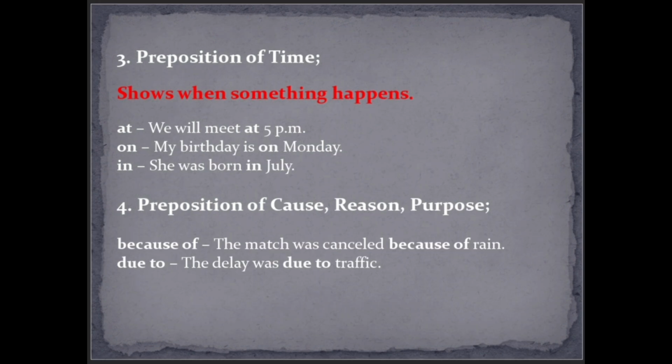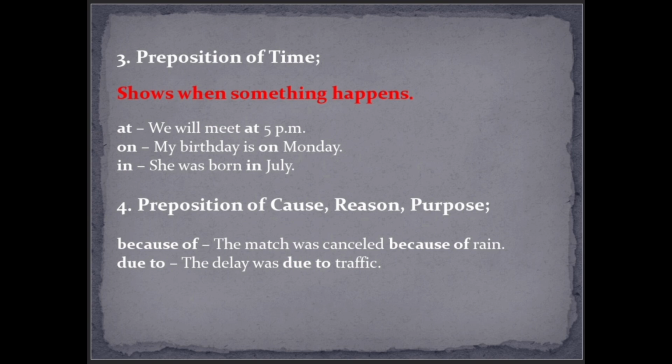The third type is prepositions of time. These prepositions show when something happens. You might notice that some prepositions like at, on, and in, which we used for place, are also used for time. These are common prepositions we can use for time, as well as to express place or position.